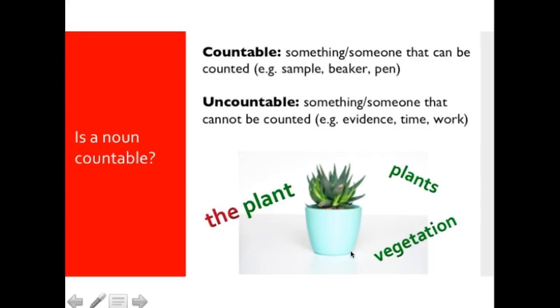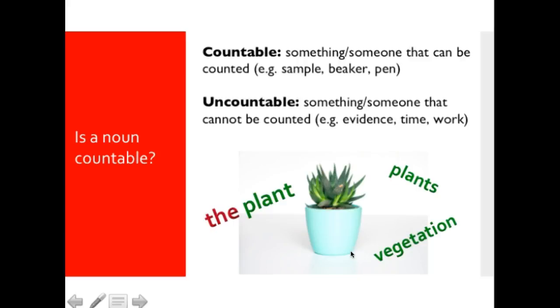We can't say that there are 7 times. Well, you could say there are times in terms of across the world, there are different time zones. And we'll get to how some nouns actually can be countable or uncountable. But you wouldn't say there are 7 times. There are 7 vegetations.